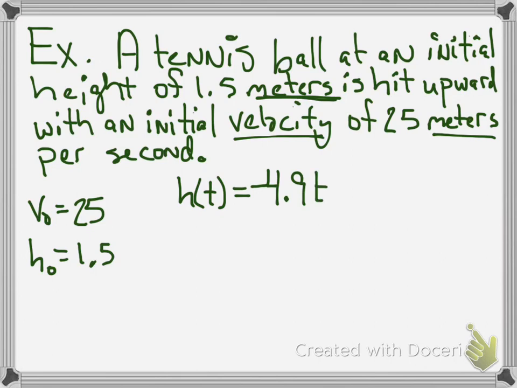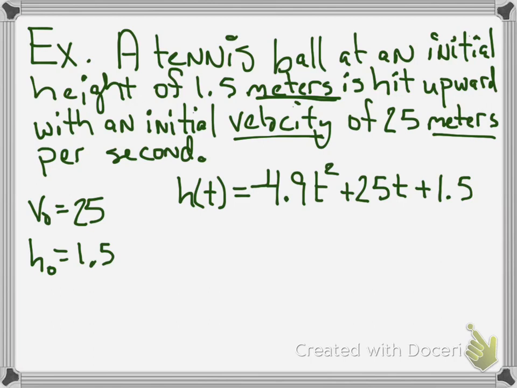Now, h of t means height after time, and I'll show you what that is in a second. h(t) = -4.9t² + 25t + 1.5. So this is my formula. Now, if you type this in the calculator, you would change the t's to x's. But basically, this is telling you where everything is located after a certain amount of time.